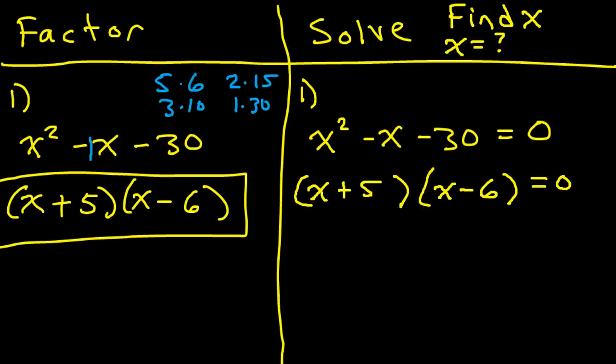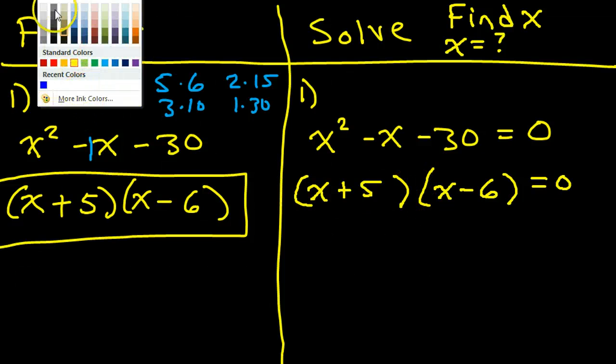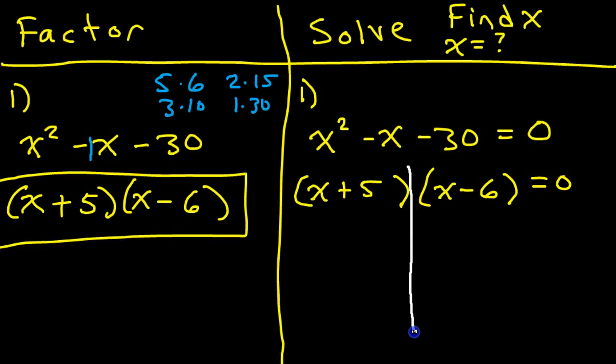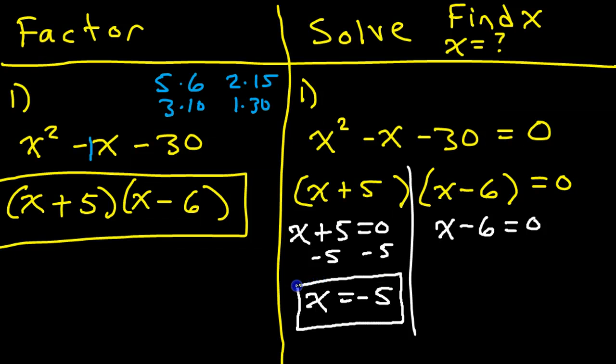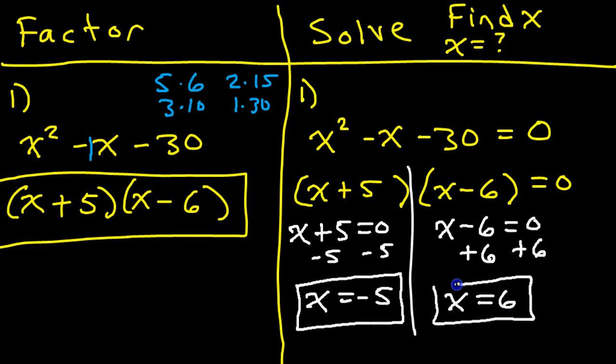So the way we do that is we pick up from here, and we set these factors equal to 0. So either x plus 5 might equal 0, or x minus 6 could equal 0. And we'll solve these. So subtracting 5 from both sides will give us x equals -5. So that's one solution. And adding 6 to both sides will give us x equals +6. So these are the solutions.